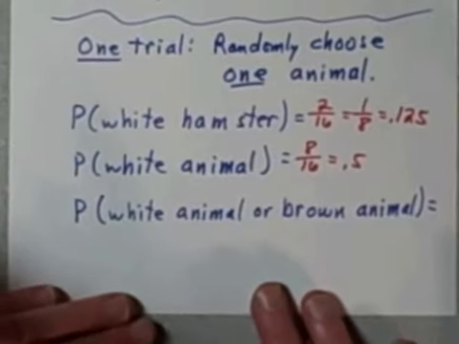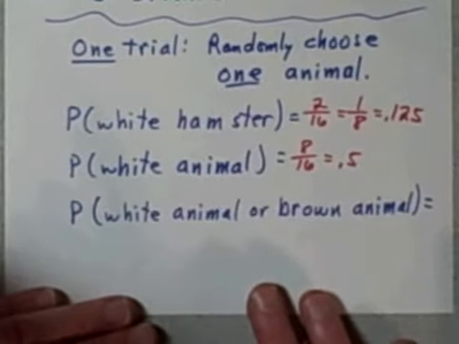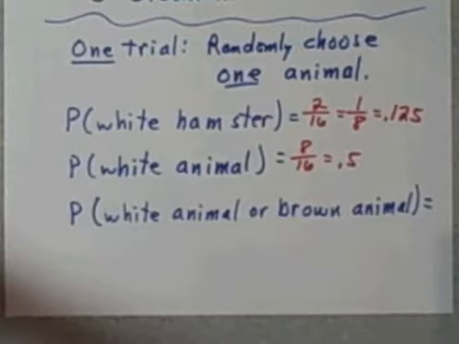Now, what's the probability that I get a white animal or a brown animal? Now we're doing an event that is made up of 2 possible outcomes. And before we can do this problem, we need to stop and think, are these 2 outcomes disjoint or not? Can they happen at the same time, or can they not happen at the same time? Can an animal be white and at the same time be brown? And at least for these 16 animals, that answer is no, they cannot happen at the same time, so they are disjoint events, disjoint outcomes.